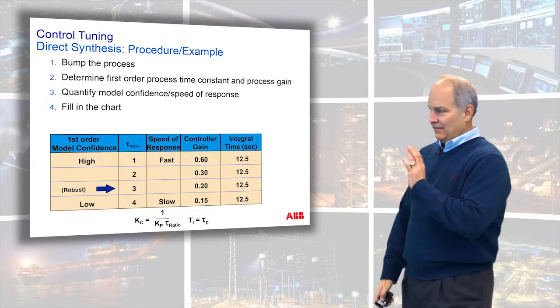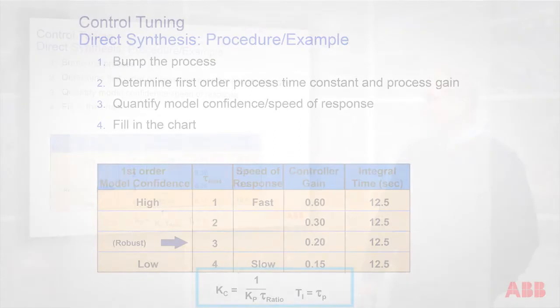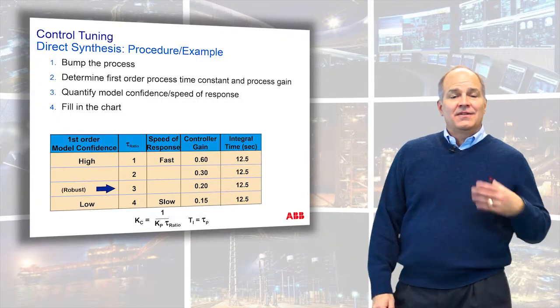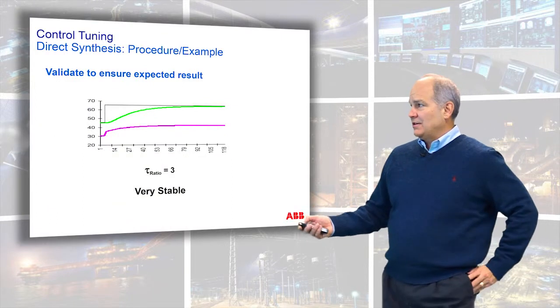So in this case, I fill in the chart, tau ratio 1 through 4. Notice my gains, 0.6, 0.3, 0.2, but my integral time is the same. We applied the tuning rule that I showed you earlier, which comes from a mathematical proof or derivation. Then we do a bump test, the validation step. Don't forget the validation step. So we start with a tau ratio of 3.